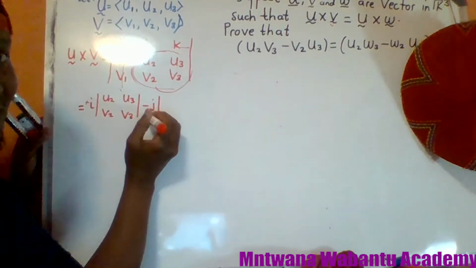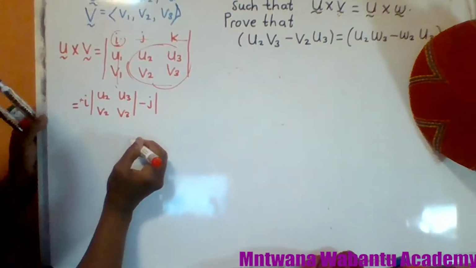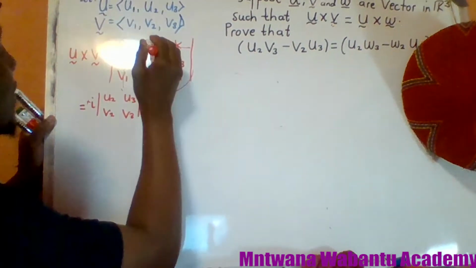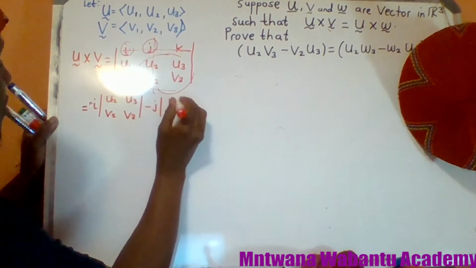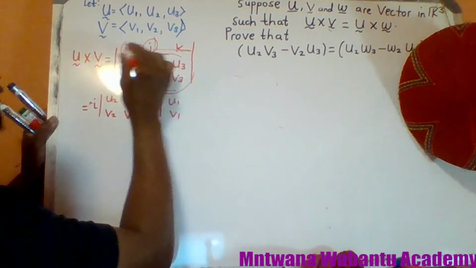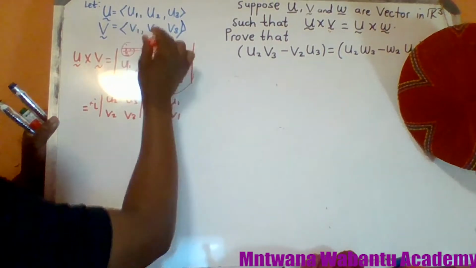So like here, look, this is 3 by 3. Of course, this is going to be plus. That's why there was no need for me to write plus, because it was plus. The second one always has to be negative. So negative J.